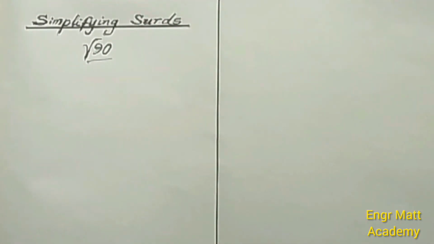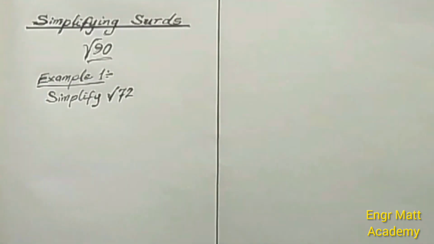Many students know that root 90 is a surd, but when asked to simplify it, it becomes a problem. But don't worry, by the end of this lesson, you will be able to confidently simplify root 90 yourself. So let's go straight to example 1.